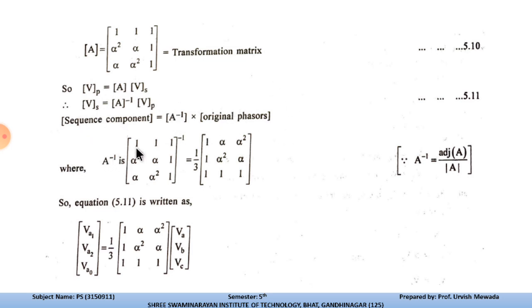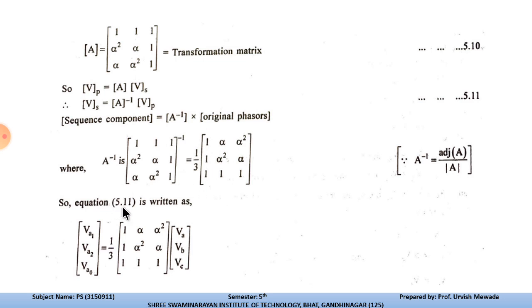Now we can apply A inverse over here. So 1 1 1, alpha square alpha 1, then alpha alpha square 1, inverse, will become 1/3 of 1 alpha alpha square, then 1 alpha square alpha, and then 1 1 1. This is how we can make the A inverse, where A inverse is the adjoint of A. So we can find the adjoint of A and divide by mod A. So this matrix will become like this.